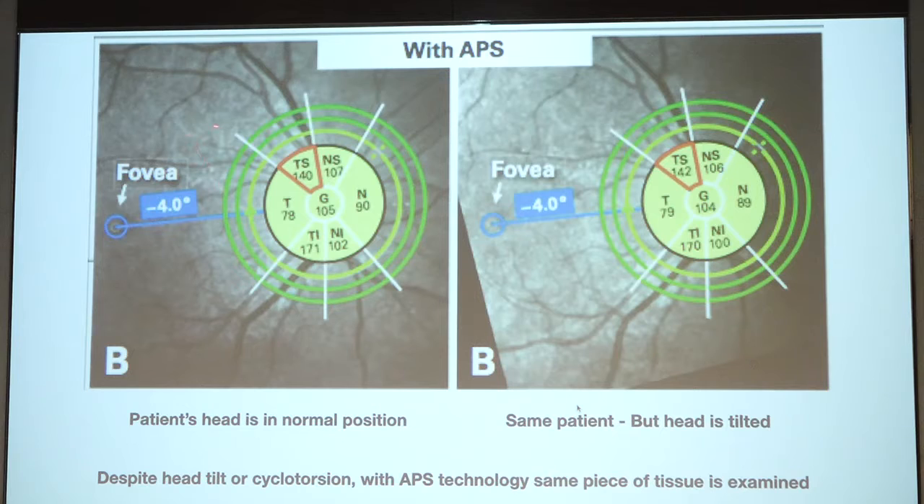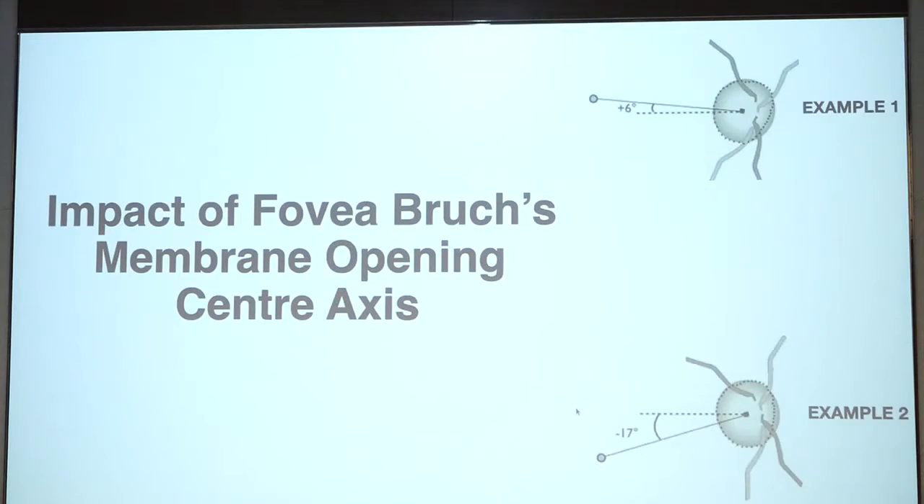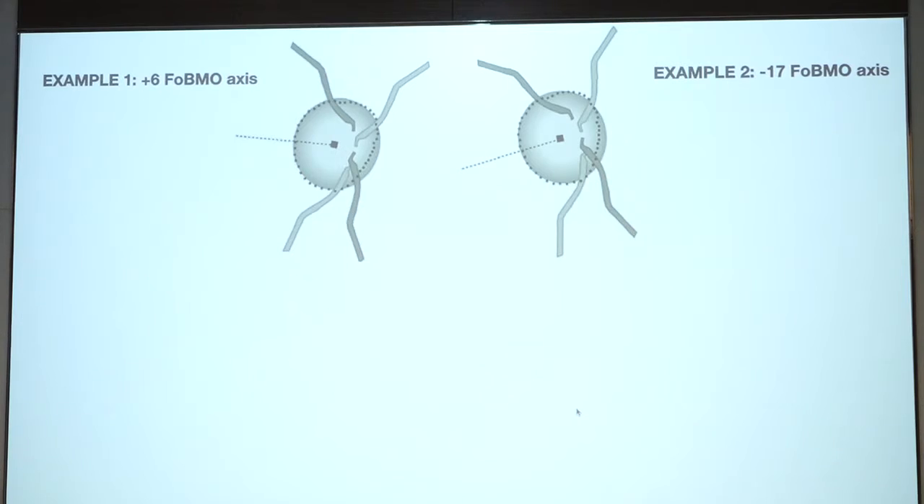But the same patient, head is in normal position. With this technology, even when it is tilted, you can see that 140, 142. So that is what the fovea-BMO axis, or the APS plotting this particular thing does, which is actually very useful. So the impact of the fovea-BMO axis is, you can see, this is a +6 and this is a -7.